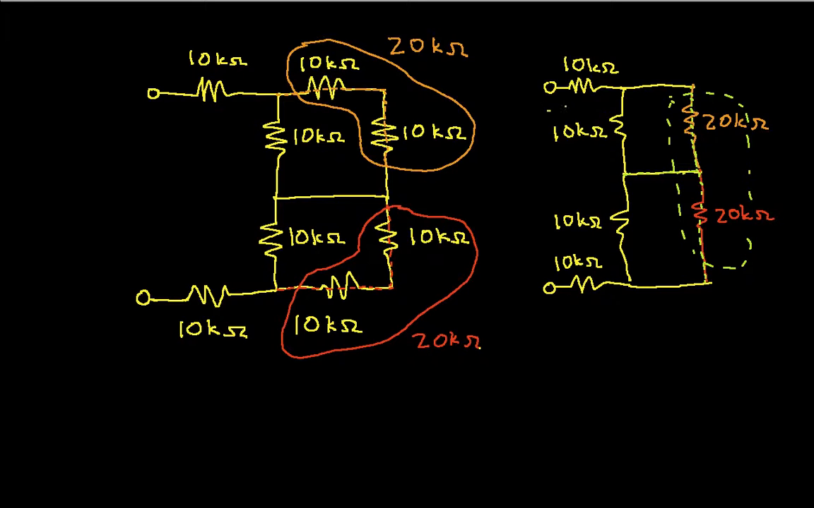The same argument holds for these two 10k ohm resistors. They're not in series because, again, there's some place for the current to go between the two resistors that doesn't include either of the resistors. It can go this way. Well, what else might we try?